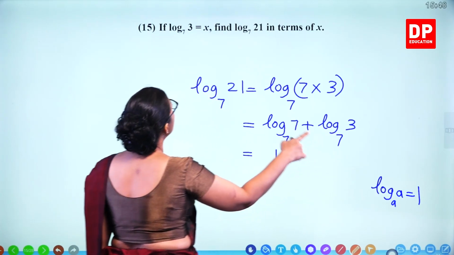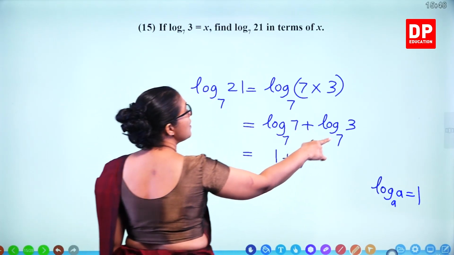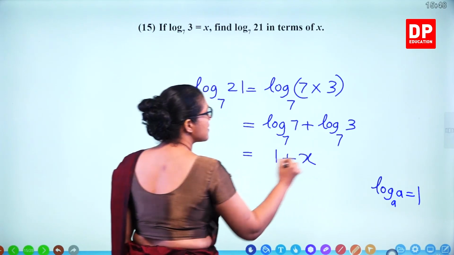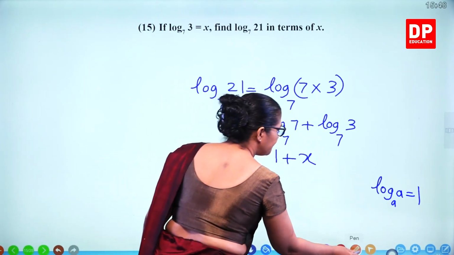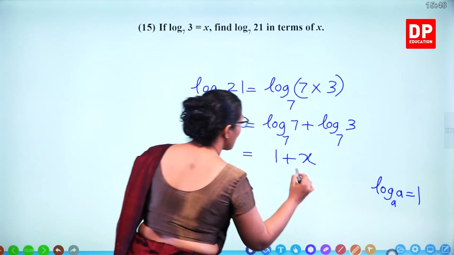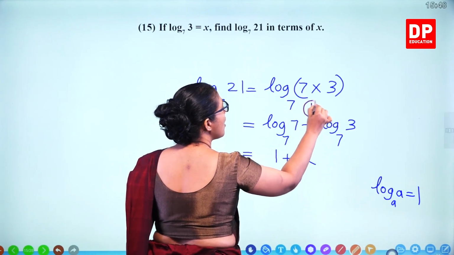Now what is log 7 base 3? That's x. So the answer is 1 plus x. 1 mark for the answer and 1 mark for the method.